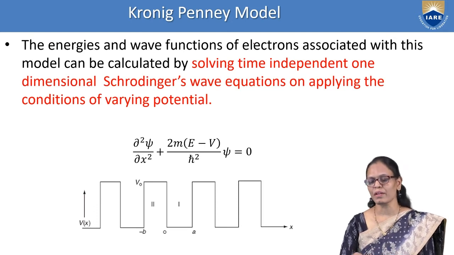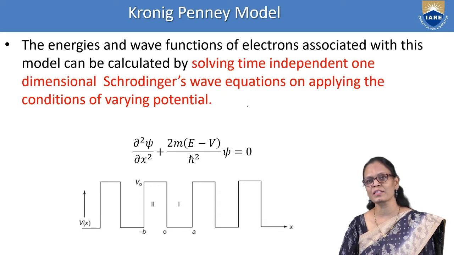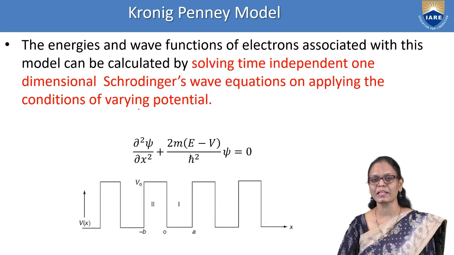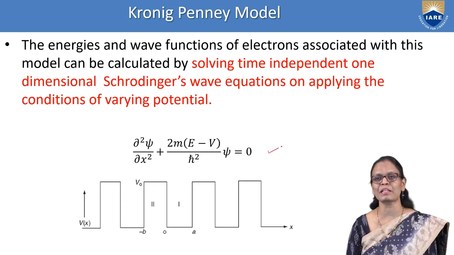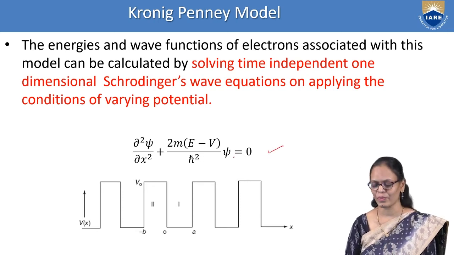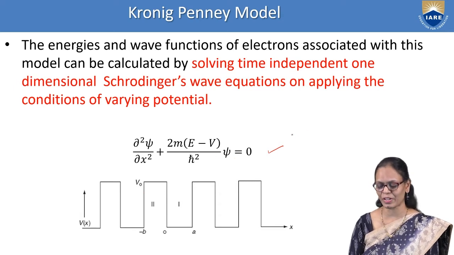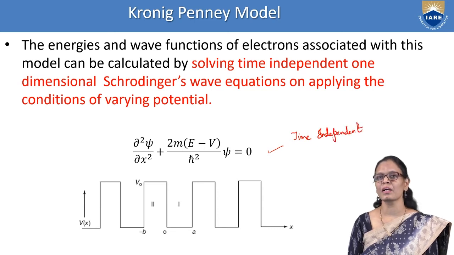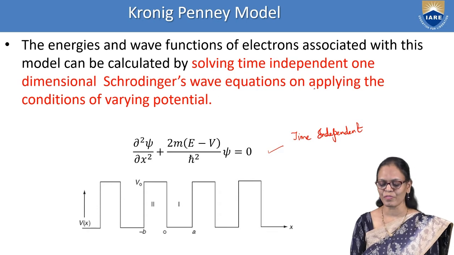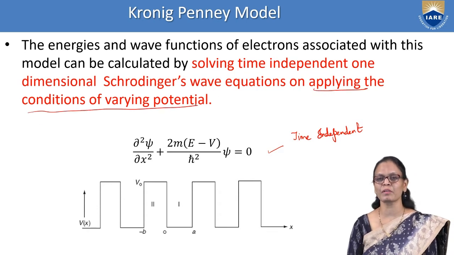Now the energies and wave functions of the electrons that are associated with this model are obtained by solving the time-independent one-dimensional Schrödinger wave equation on applying the conditions of varying potential. So now we are going to take this time-independent Schrödinger wave equation. So this is the Schrödinger wave equation. This is time-independent.